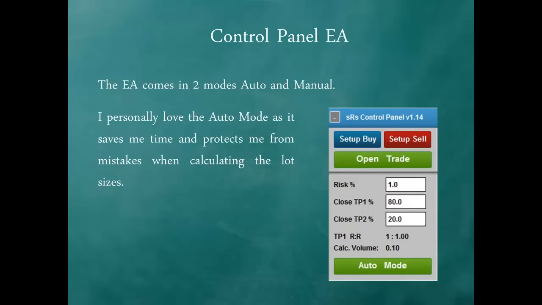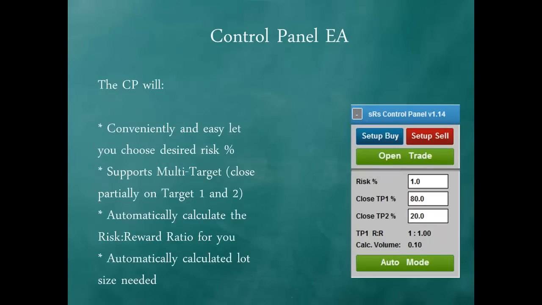Myself, it is, trust me. Even though I'm used to these 50 lots, I still trade 5 lots in my daily routine right now. Of course, it has increased since back then, the years when I started. But 50 is not fun at all. So back to the control panel. It has auto and manual. I myself prefer the auto, the automation. I love it. It simplifies everything. It saves time and protects me from mistakes when calculating the lot size and opening some crazy lot size.